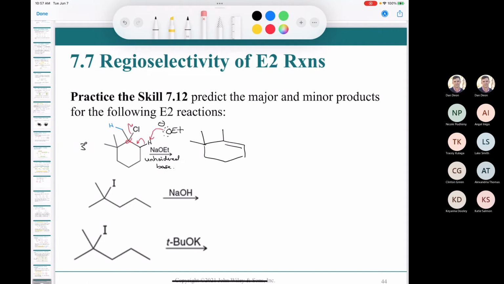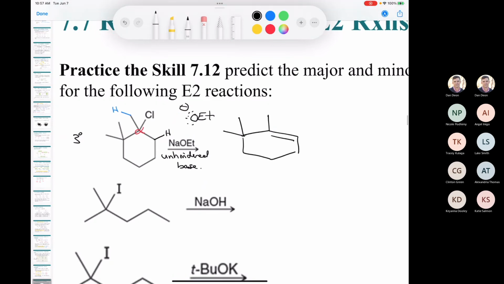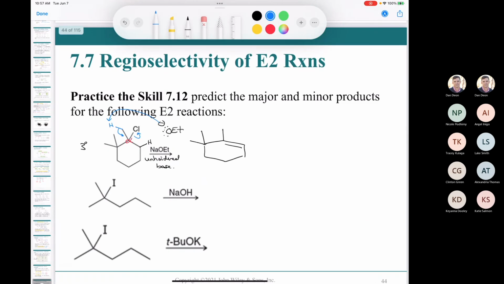If I was to pull off the blue proton, I'm going to erase my curved arrows now. So erase this one, and this one. If I pulled off the blue proton, it would look like this. I'm going to pull off the blue proton, form a double bond here, and lose my leaving group. And in that case, I'd end up with this alkene, where I have my six-membered ring. And now my double bond is going to be here.